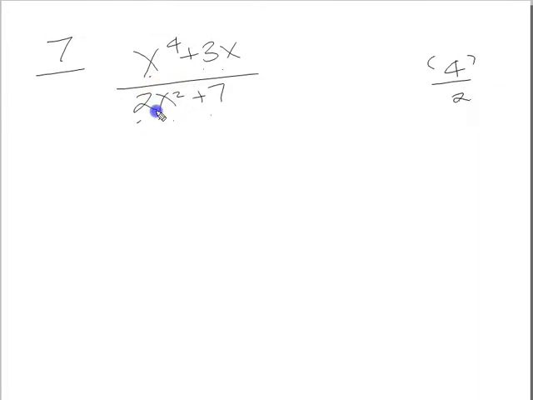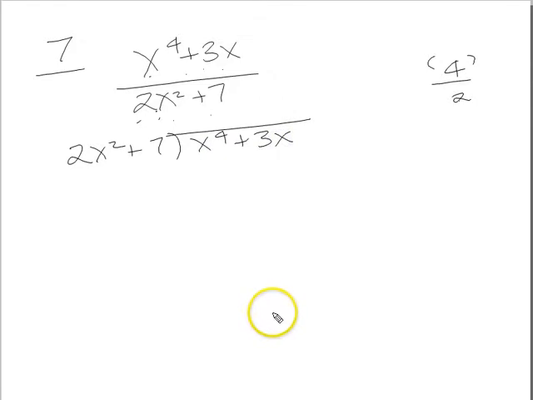How many of these underneath go into the thing on top? So this is what we write here. 2x squared plus 7 go into x to the 4 plus 3x. How many of? Okay. Look at the dominant terms. We've got 2x squared and x to the 4. So how many of those go into x to the 4? So the question we're asking is how many 2x squareds go into x to the 4?